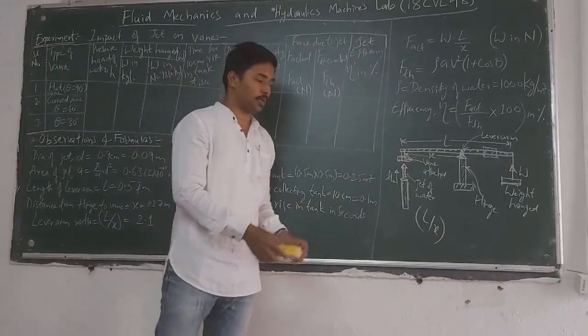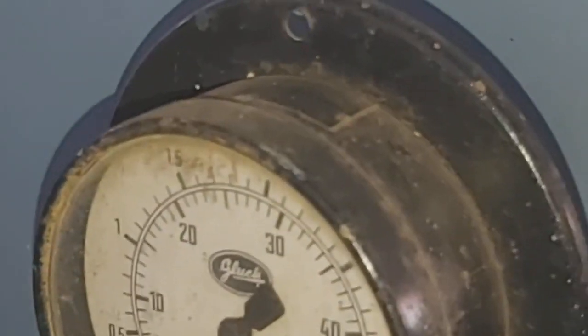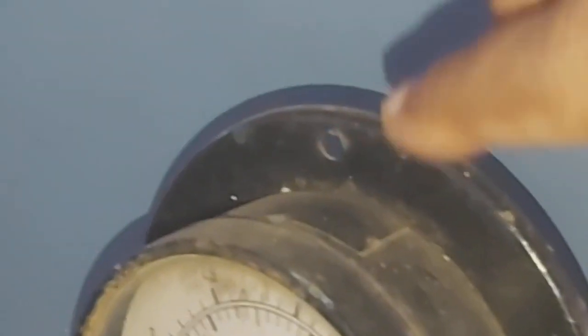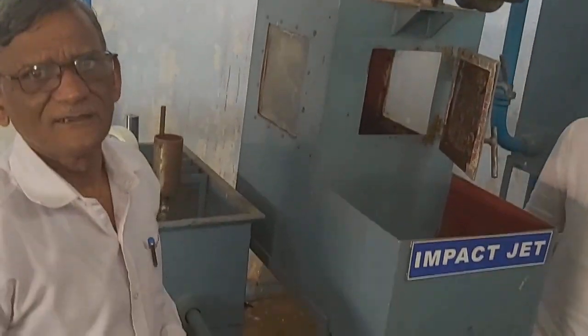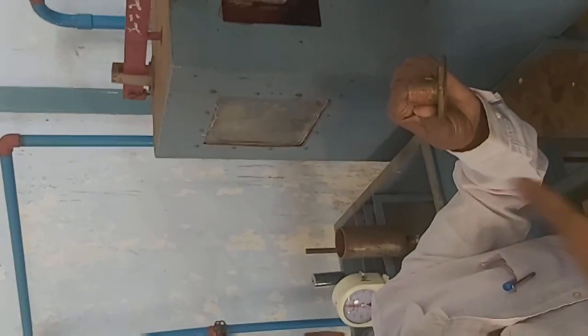This is the load hanger, and you will have different types of loads: 200 grams, 300 grams, and 500 grams. This is the load pressure, and this is a pressure gauge where you will read the pressure after the impact of jet is applied. And these are two types of vane: a 90-degree flat vane, and another one, a semicircular vane, which is fixed using the lever arm.